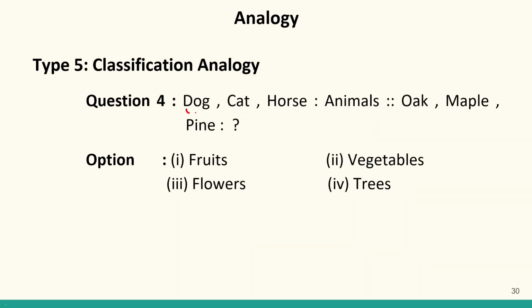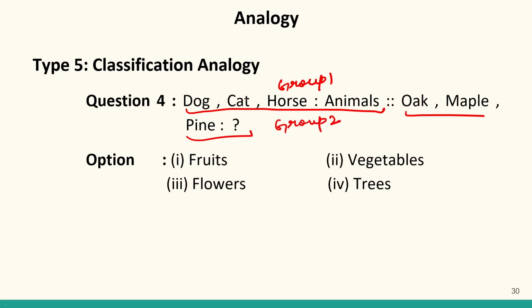Now, dog, cat, horse, animals. This is group 1. Oak, maple, pine. This is group 2. So dog, cat, horse are all types of animals. Similarly, oak, maple, and pine are all types of trees. So our answer will be option number 4, trees.